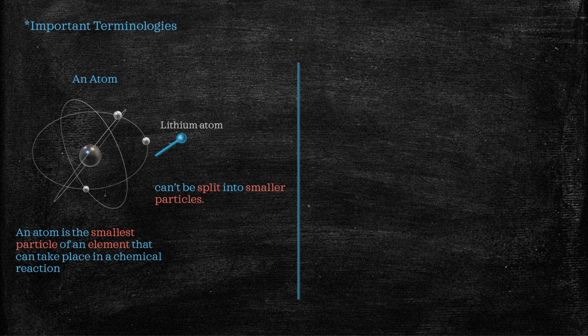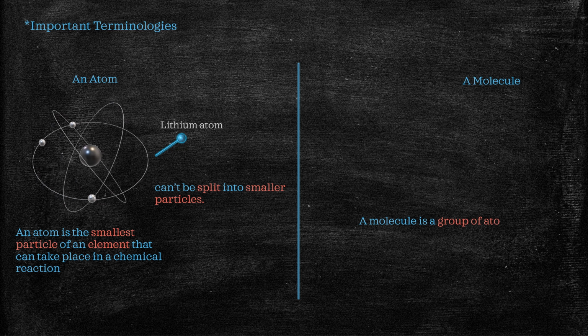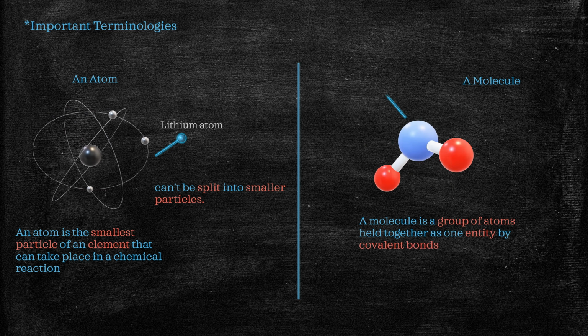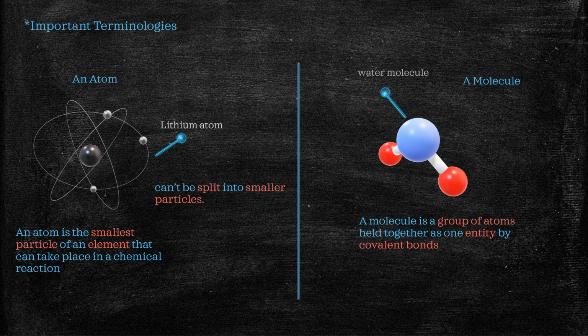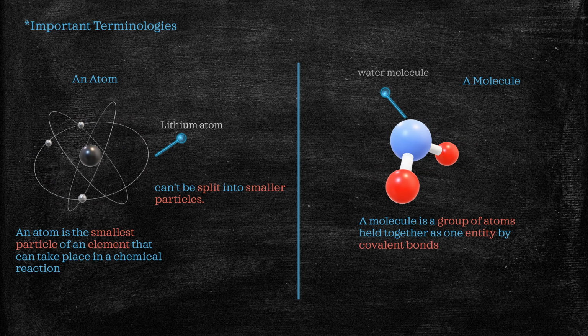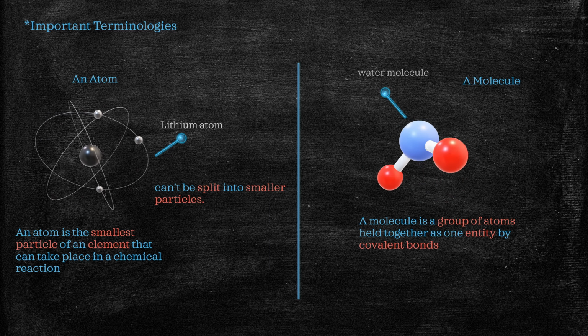And the second terminology is molecule. A molecule is a group of atoms held together as one entity by covalent bonds. Like for instance, a water particle. It consists of 2 hydrogen atoms and 1 oxygen atom.